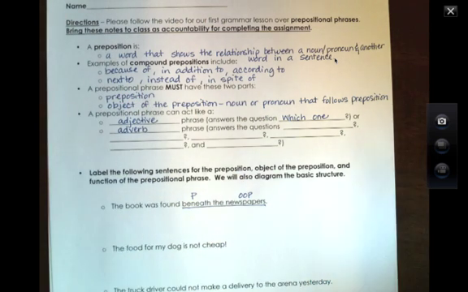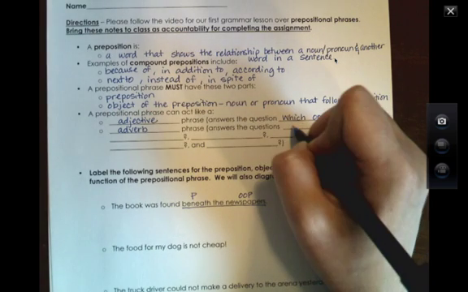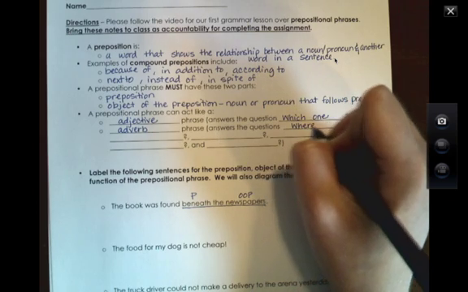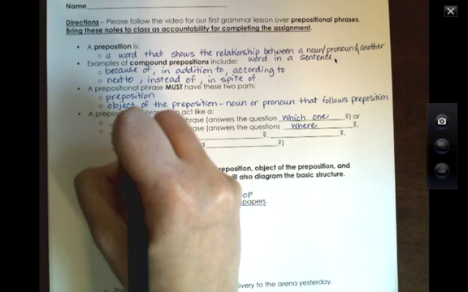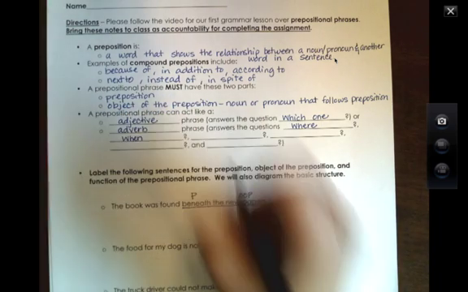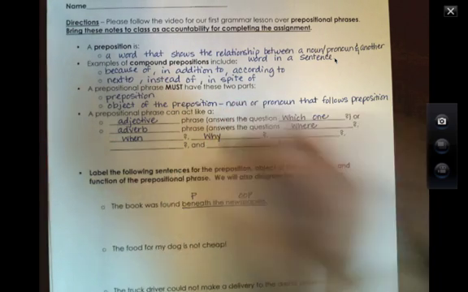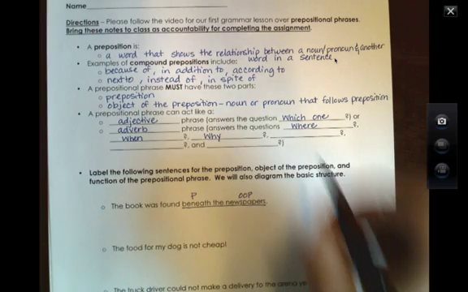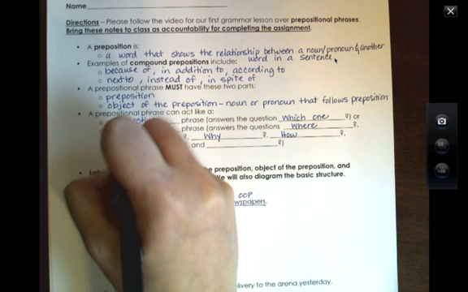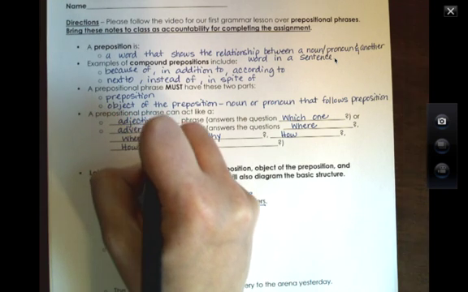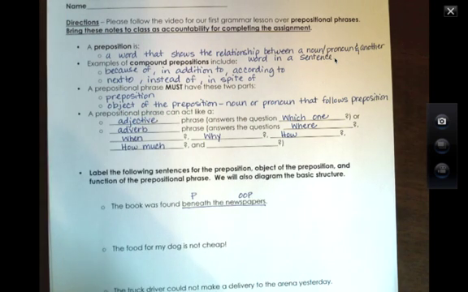Now, prepositional phrases can also act like an adverb phrase. And an adverb phrase answers several different questions. It can answer the question where. It can answer the question when. It can answer the question why. It can also answer the question how much, and how often.